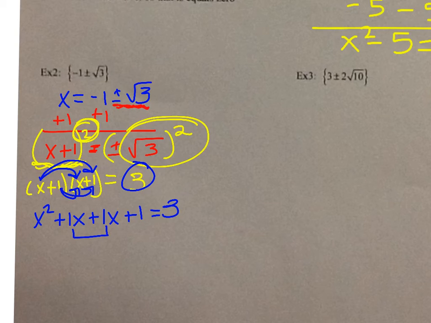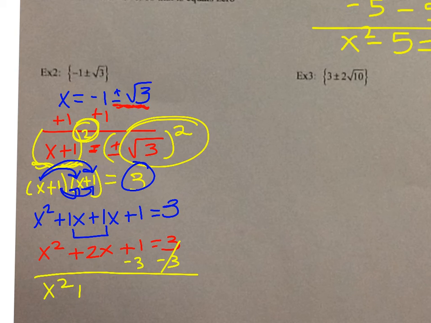In the middle here, we can clean this up, combine like terms. So I have x squared, 1x plus 1x is 2x, plus 1 equals 3. Now, you're not going to leave it equal to 3. You want it to equal 0. So minus 3 from both sides. x squared plus 2x, 1 minus 3 is negative 2, and make sure you still have it equal to 0.